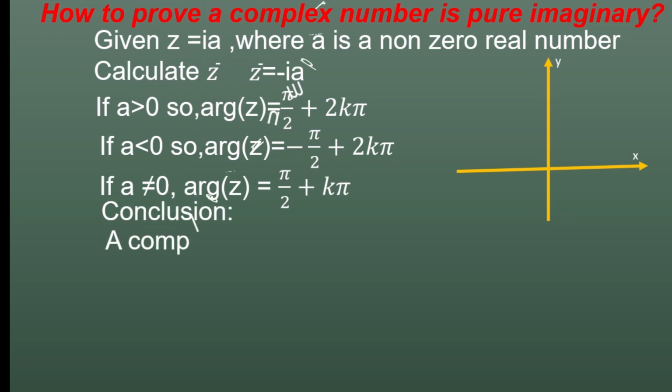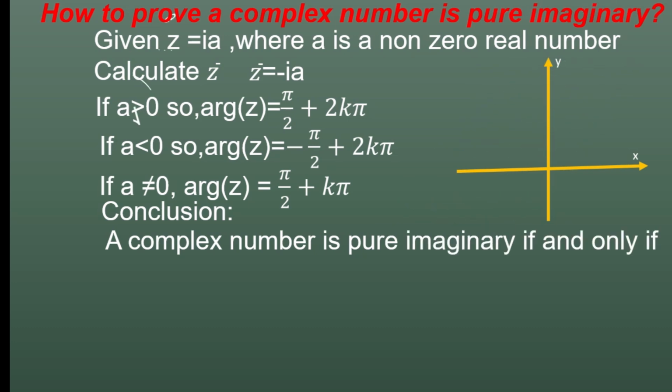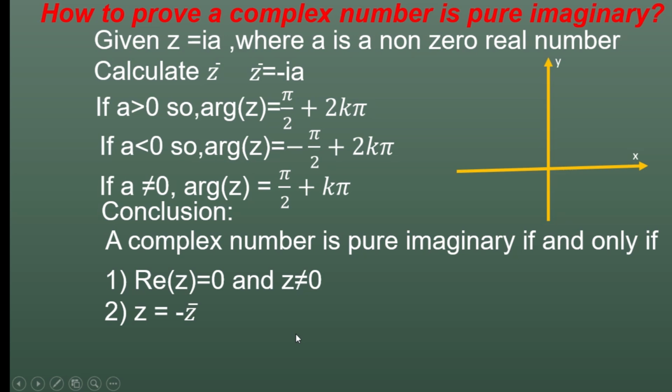So how to prove that a complex number is pure imaginary? First of all, real of z equals 0 and z itself different from 0. Or we can say real of z equals 0 and imaginary of z different from 0. If real of z equals 0 and imaginary of z equals 0, the complex number itself is 0, real. Or z equal minus z bar with z different from 0.